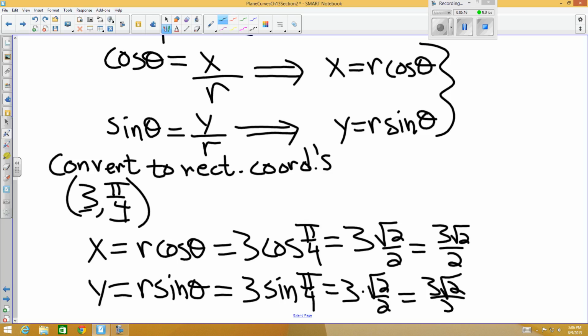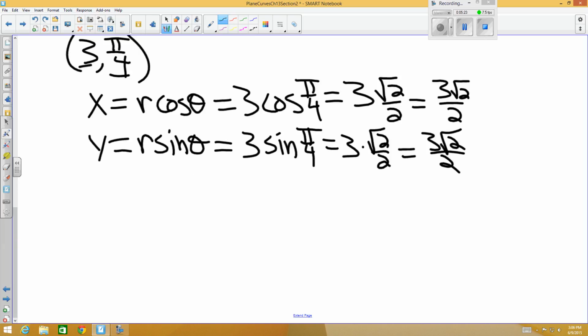So in this case, x and y are the same. They're both 3 square roots of 2 over 2. So what is the set of rectangular coordinates that corresponds to the polar coordinates 3 and pi over 4? It's 3 square roots of 2 over 2, 3 square roots of 2 over 2. So there's an example of converting from polar coordinates to rectangular coordinates.